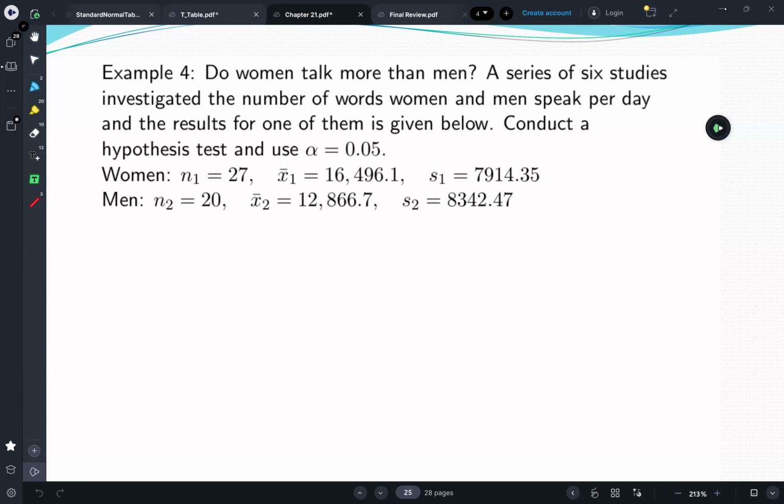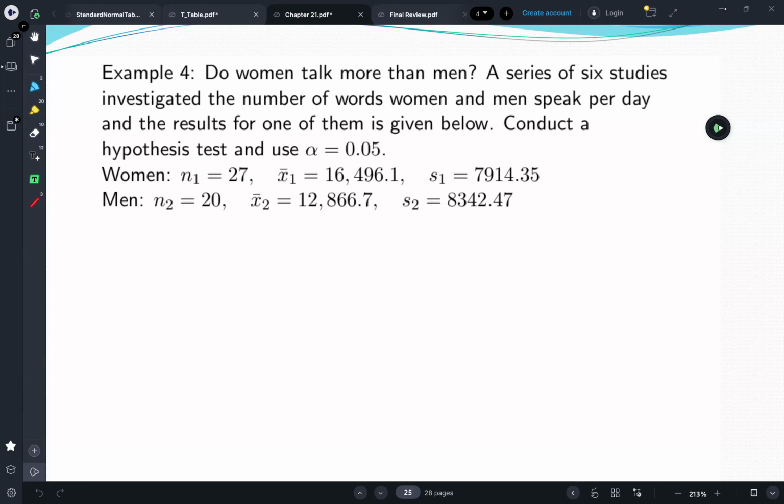So a series of 6 studies investigated the number of words women and men speak per day. And I think this example is even in the textbook. So they do studies on things like this, and the results for one of them are given below. This is for one of the 6 studies, and we're going to conduct a hypothesis test to see if there's a difference.